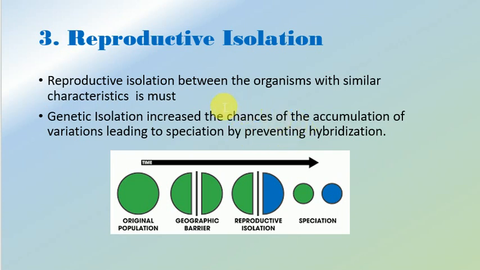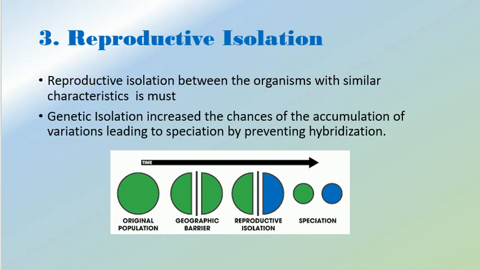Now if we want to increase the chances of new recombinations in the new progenies in a newer environment, what do we have to do? Reproduction between two different kinds of organisms is a must, and for that we have to isolate the organisms which genetically or phenotypically resemble each other. The process or mechanism of isolation of genetically alike organisms is known as reproductive isolation.